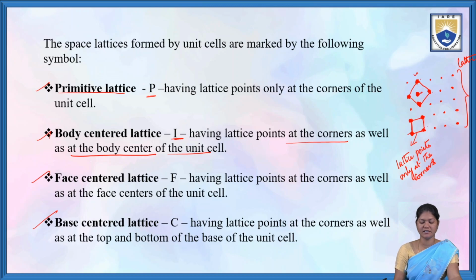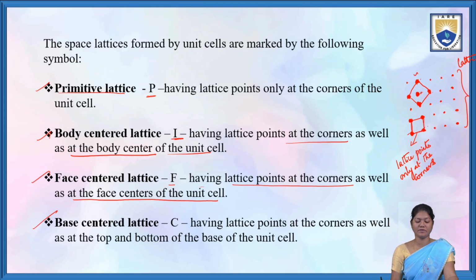Face-centered lattice is denoted with F. It has lattice points at the corners as well as at the face centers of the unit cell. Then we call it a face-centered lattice. In the face-centered lattice, not only at the corners but also at each face, it has a lattice point at the center of the face.